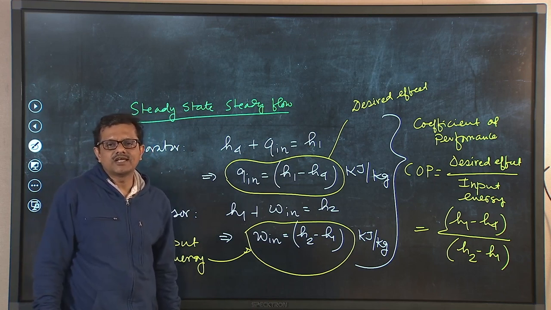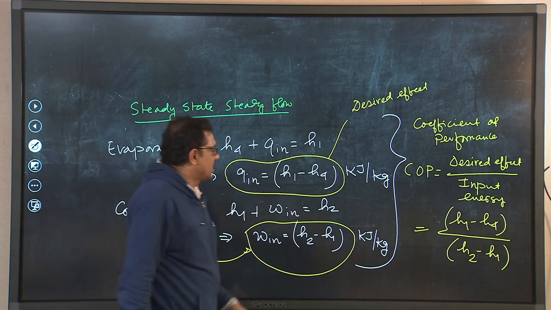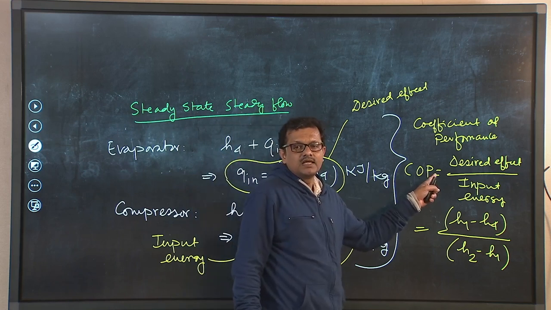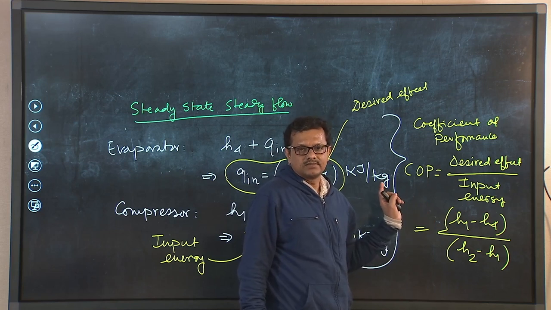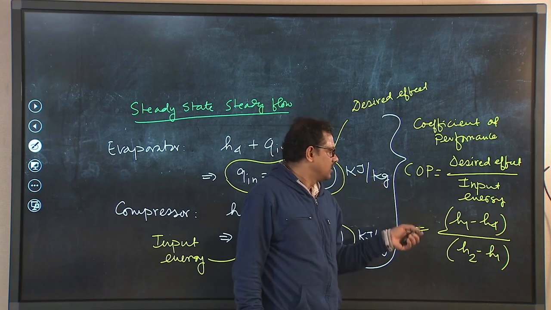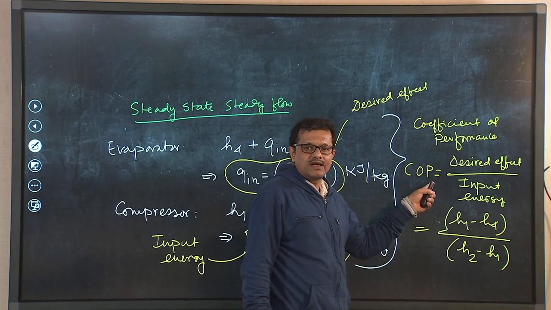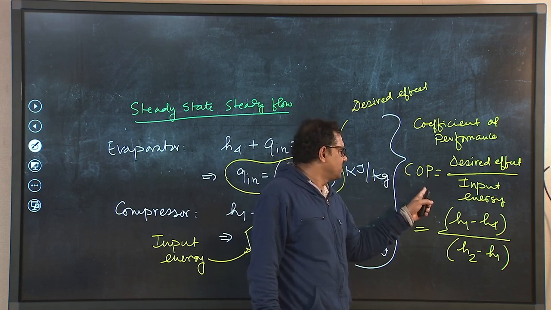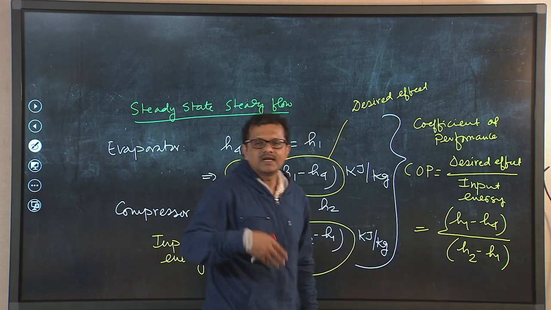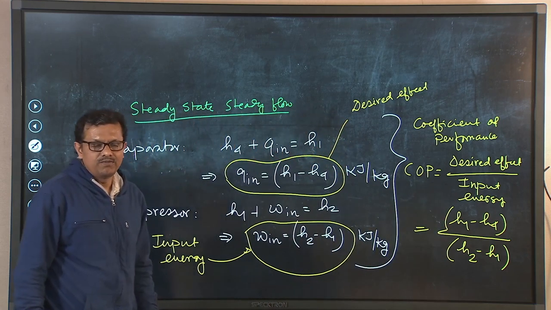So, if COP is higher, then the performance of the refrigeration cycle will be better. So, the higher the COP, the better the performance of the refrigeration cycle is. So, that is what we can understand. We have to calculate COP to get an estimate about the performance of the cycle. The higher the value of COP, the better the performance of the cycle will be.